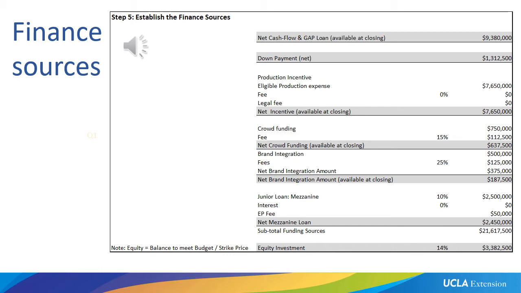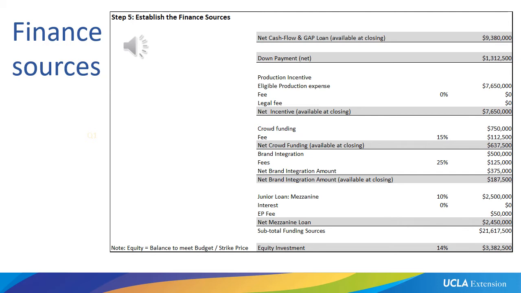We did have a mezzanine junior loan of 10% of the budget, which gets us to $2.5 million. There was no interest due, but there was an executive producer fee that needs to be paid from it. That's $50,000, which leaves us with $2,450,000.